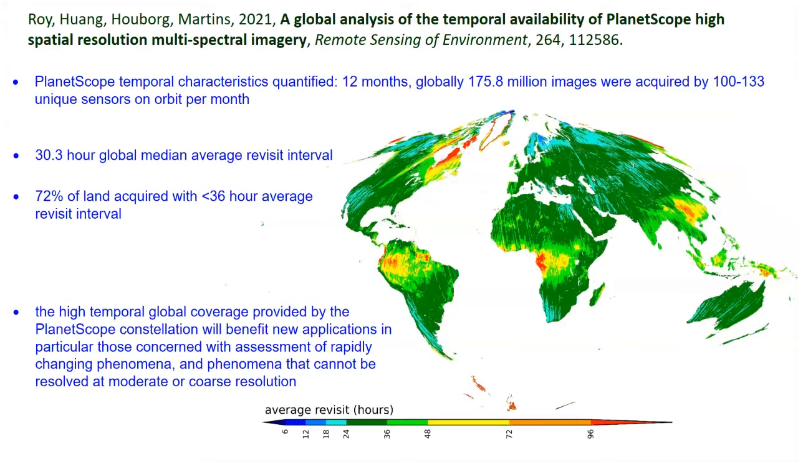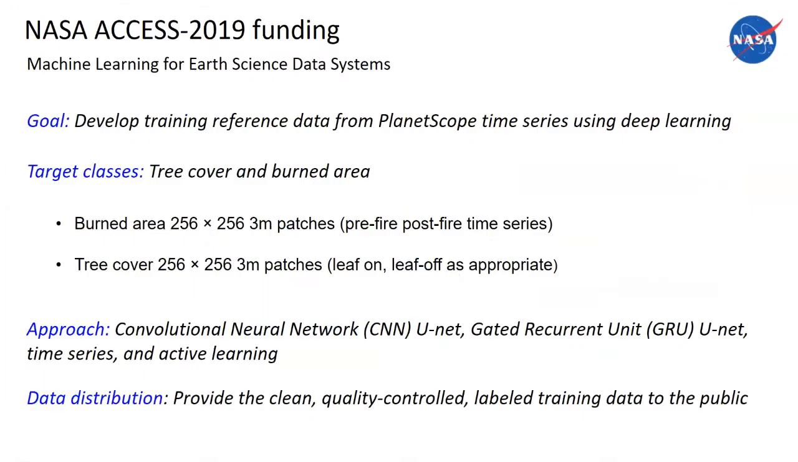In this big image on the right, you see the analysis showing the average revisit. It's in the sinusoidal projection. But the take-home message is that we have about a 30-hour global median average revisit, which is incredible. That's like data every 30 hours globally in red, green, blue, and near infrared surface reflectance. So phenomenal. We can now start using these data for classification, training data, and also for validation.